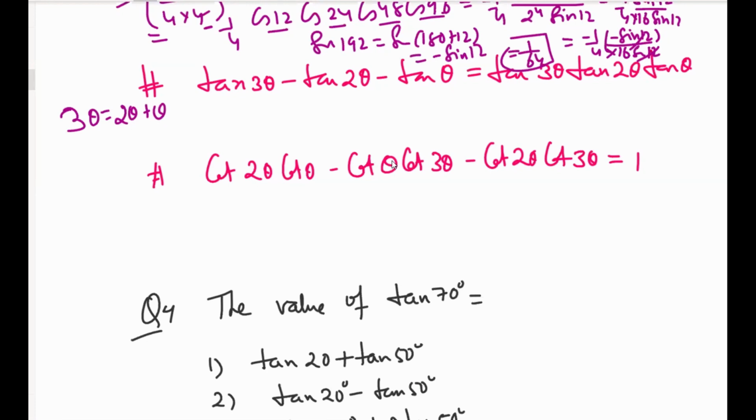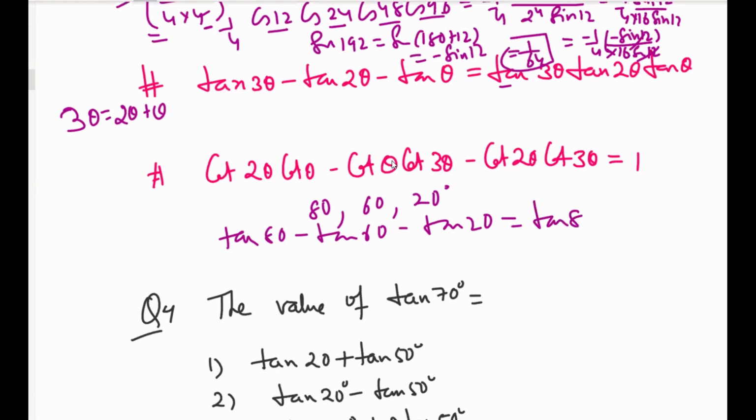You can take one example here. You have three angles: one angle is 80, the other is 60, and the other is 20. So in terms of tan, my answer would be tan 80 minus tan 60 minus tan 20, and on the RHS I have the product tan 80 into tan 60 into tan 20. Why? Because one of the angles is the sum of the other two. So this is how we directly solve this question.